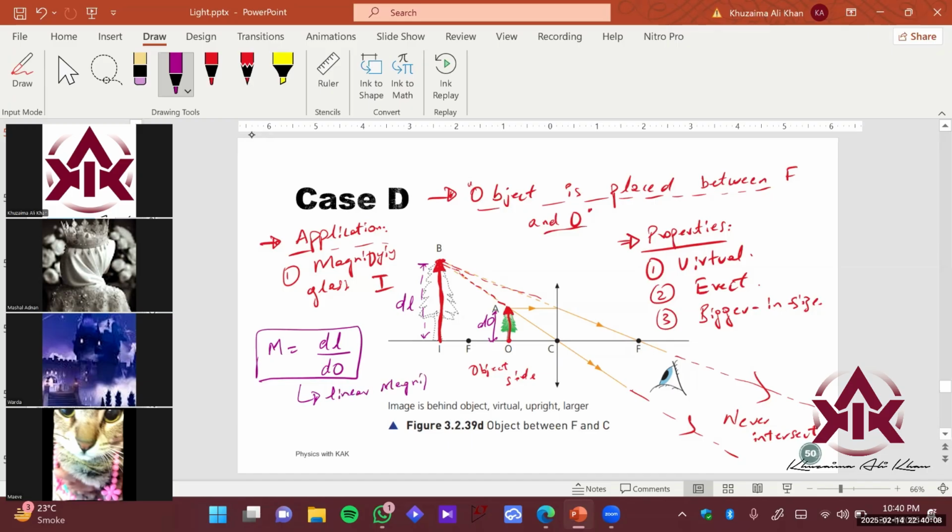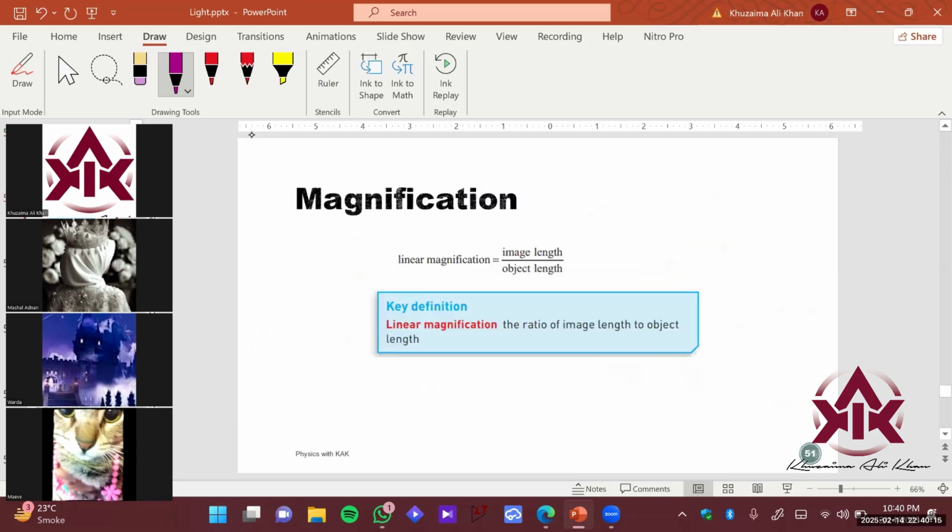So you might be asked, what is the linear magnification ratio of this particular scenario? You should be able to answer this, right? So this is just the formula: image length upon object length. This is the definition. Linear magnification is the ratio of the image length to the object length.